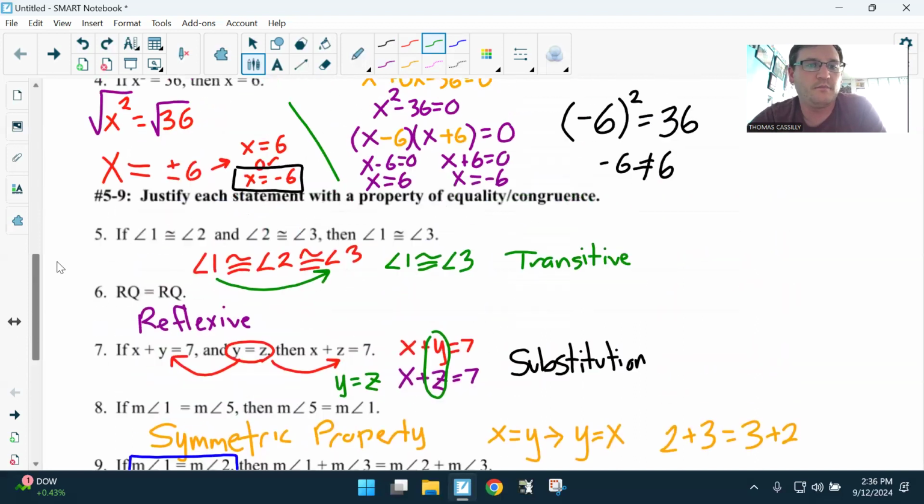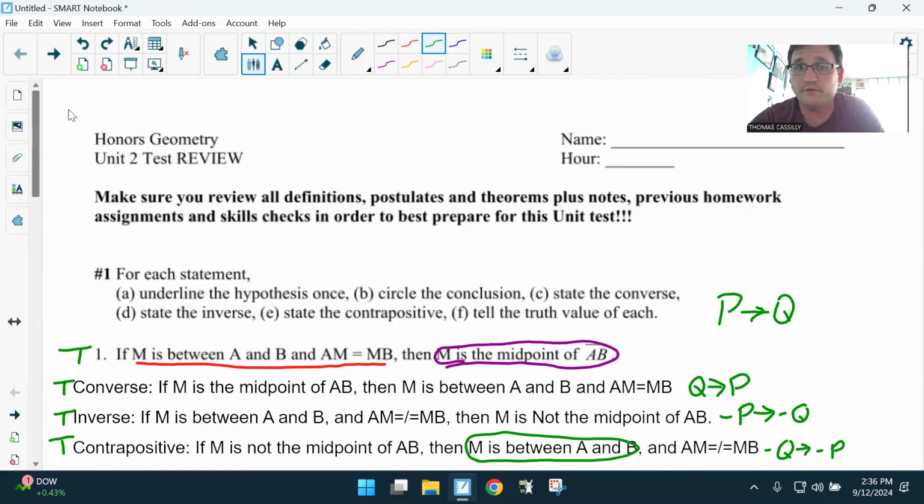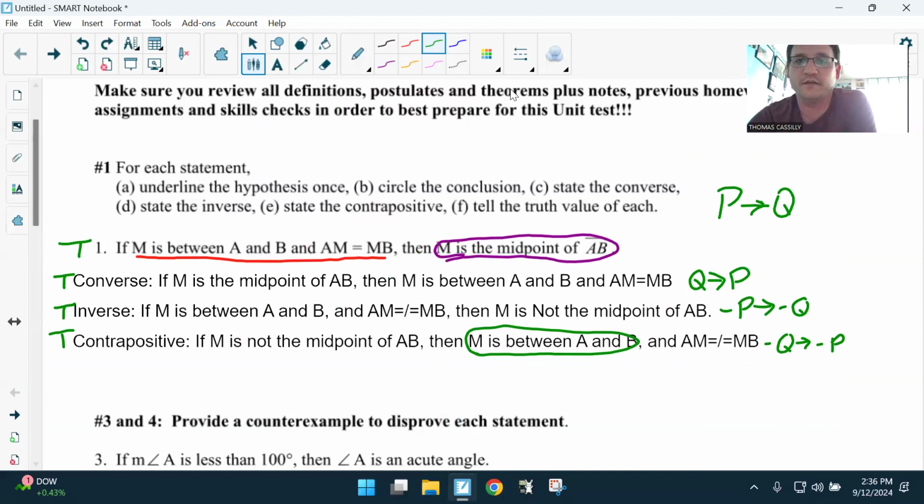All right. So that is page 1 of your test review, and we will see you guys in the next one.